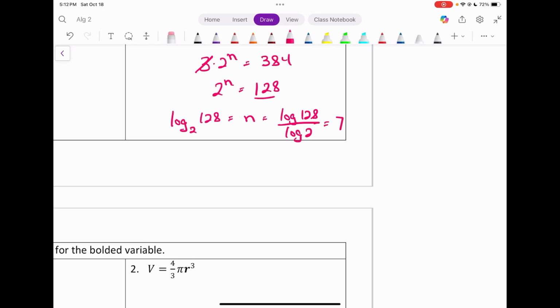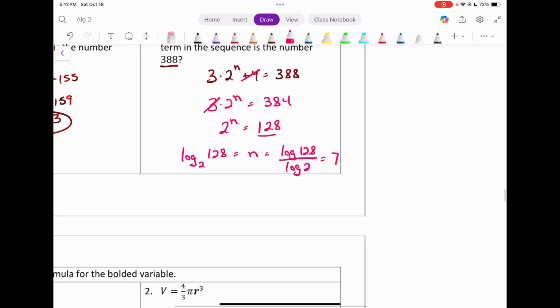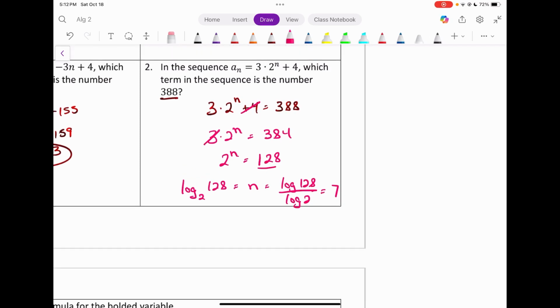Now, be cautious about these because on these type problems you do have domain restrictions. If the answer had been 6.3, you don't have a 6.3 term. You have a first term, second term, third term. You're talking about the terms in the sequence. So this has to be a whole number. It also can't be a negative. You can't have a negative 3 term. So therefore, you do have domain restrictions when you're talking about sequences.